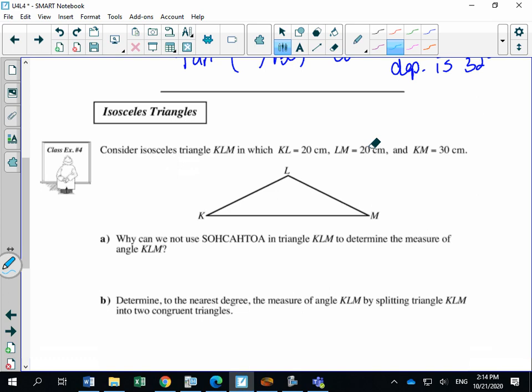Isosceles triangles. Do you know what an isosceles triangle is? An isosceles triangle is a triangle with two equal sides and two equal angles. Students will sometimes ask how to remember isosceles. I say it with two eyes, right? Two angles and two sides. So you see with two eyes, there's two angles and two sides.